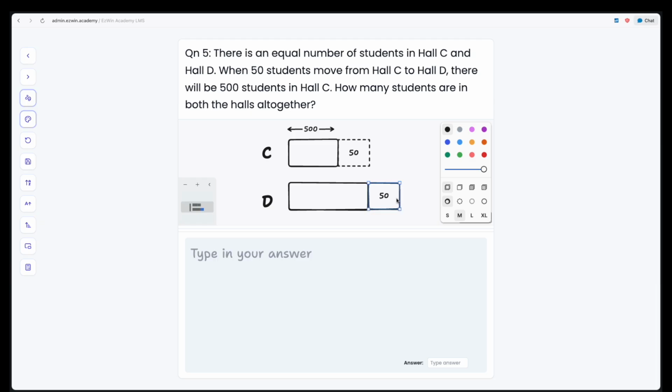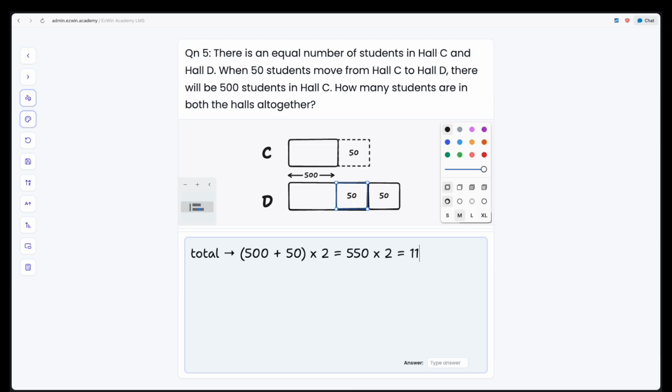So I think from here you probably can see. This is 50 over here, and this is 500. So what is the original number of students in both halls? It's basically total is 500, so 500 plus 50, and then times 2. So 550 times 2, which is 1100. So 1100, there you go. That's the answer. All right, let's move on to the next question.